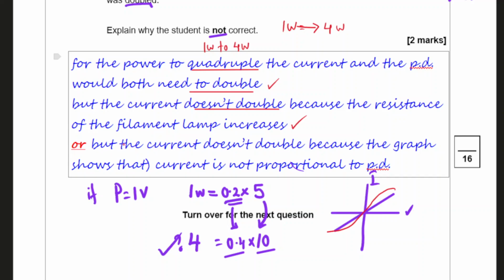Or you could say, but the current doesn't double because the graph shows that the current is not proportional to potential difference because it's not a straight line. That brings us to the end of this question, and I will see you in the next question.